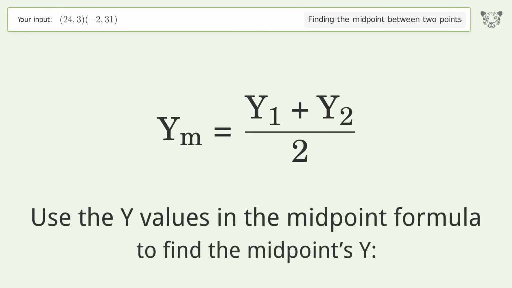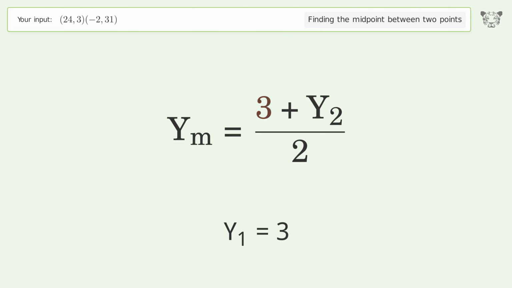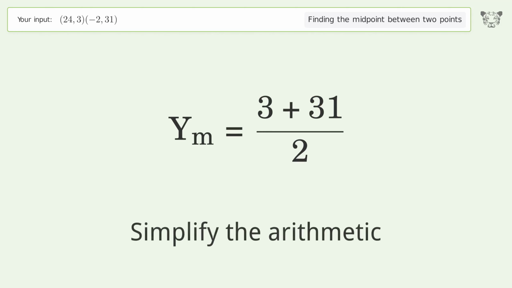Use the y values in the midpoint formula to find the midpoint's y. y1 equals 3. y2 equals 31. Simplify the arithmetic.